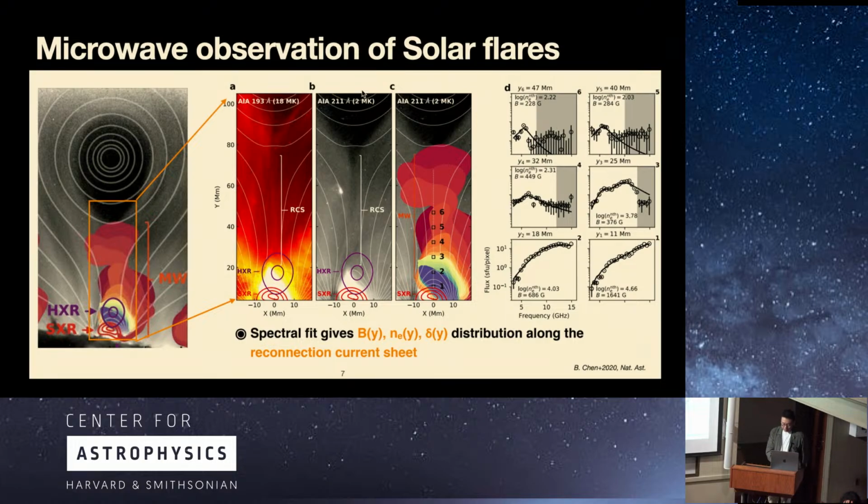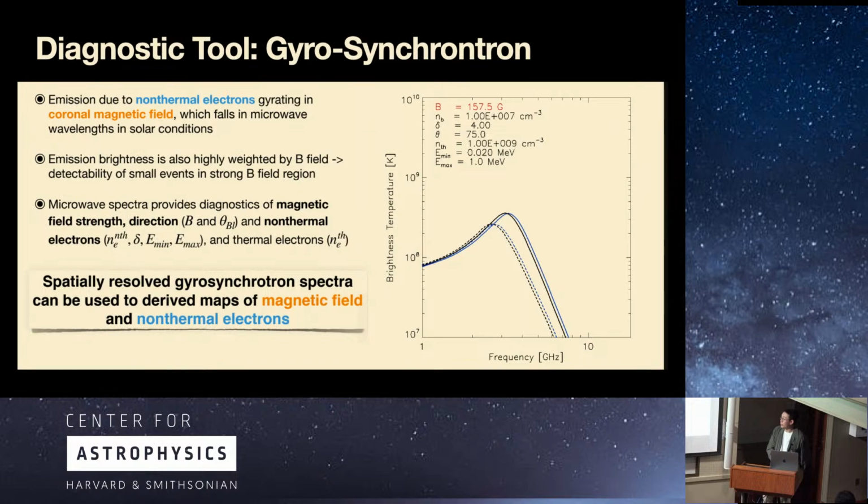So why does microwave observation have such a capability? It's because during the solar flare, gyrosynchrotron is the dominant mechanism of the microwave emission. So it's basically the non-thermal electrons gyrating around the magnetic field lines. This is why the non-thermal electrons and the magnetic field come together. And this movie shows how the parameters change the shape of the gyrosynchrotron spectrum. In this spectrum, the x-axis is frequency in gigahertz, and the y-axis is brightness temperature or flux density.